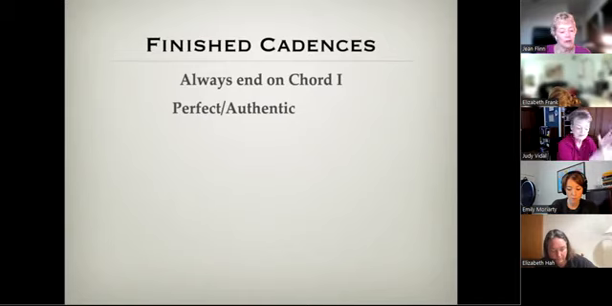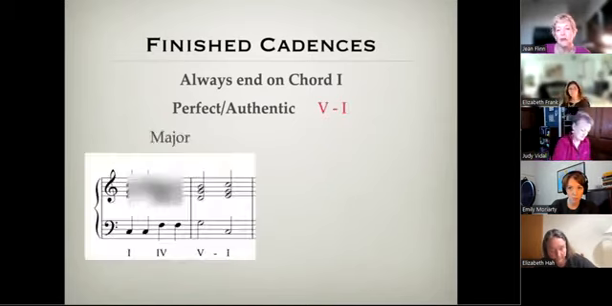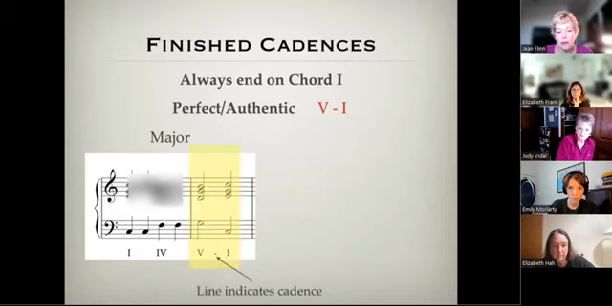The first is the perfect cadence, which is sometimes known as the authentic cadence as well. And this goes from chord 5 to chord 1. So let's have a look at an example in C major. Here I've got a short musical phrase. It's only 2 bars long, but you can see that it ends with the chord 5 followed by chord 1. That is the cadence. And in notation, you get this little line between the two chords that indicates the cadence. Let's have a listen to this example.